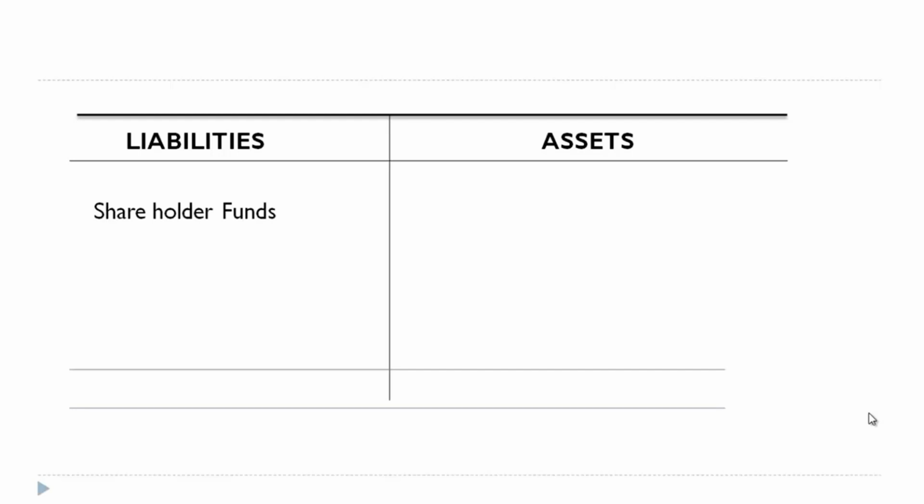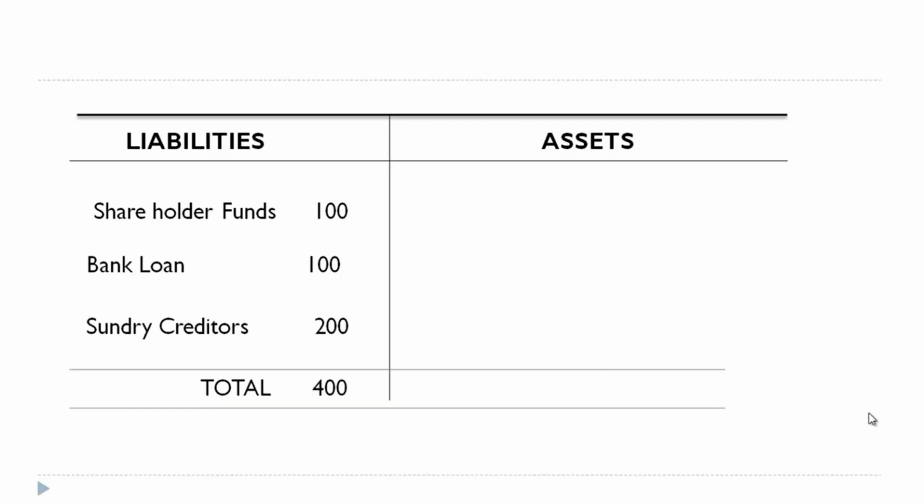The first is shareholder funds. Shareholders have invested say 100 crore. Then bankers have given a loan of 100 crore. And suppliers have given credit to the extent of 200 crore. So the total funds mobilized by this business unit is say 400 crore. So all these funds are called capital employed in the business, total capital employed in the business.